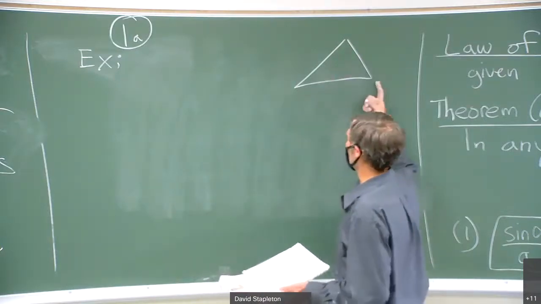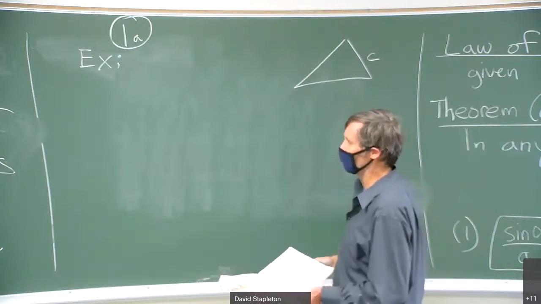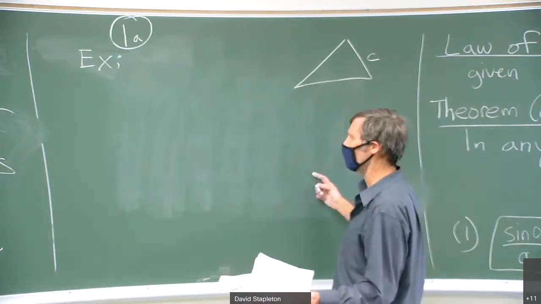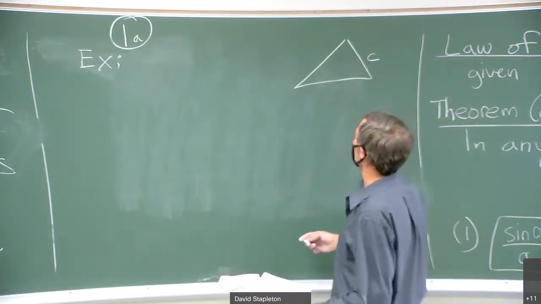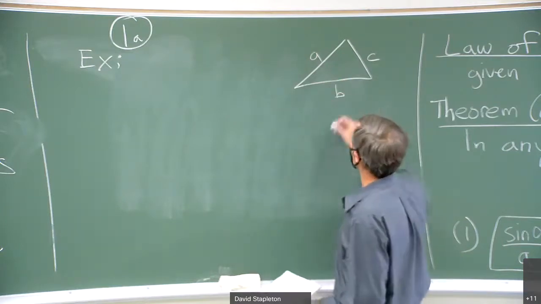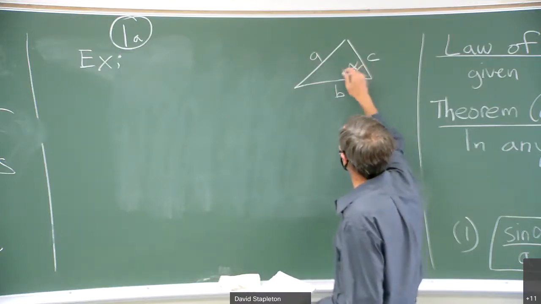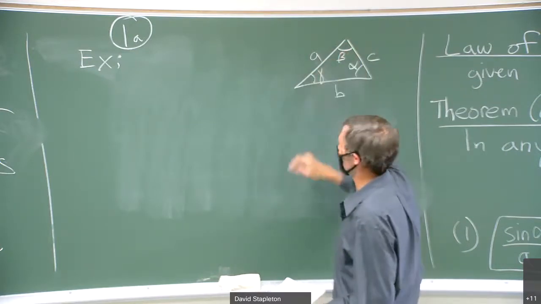But on these oblique triangles, it doesn't matter. You make C the shorter side or the longer side. A lot of times when you're first solving, you don't know which one is going to be the longest, so you don't want to make a requirement. So we'll just call A, B, and C randomly. And then the rule is that alpha has to go opposite A, beta has to go opposite B, and gamma has to go opposite C.